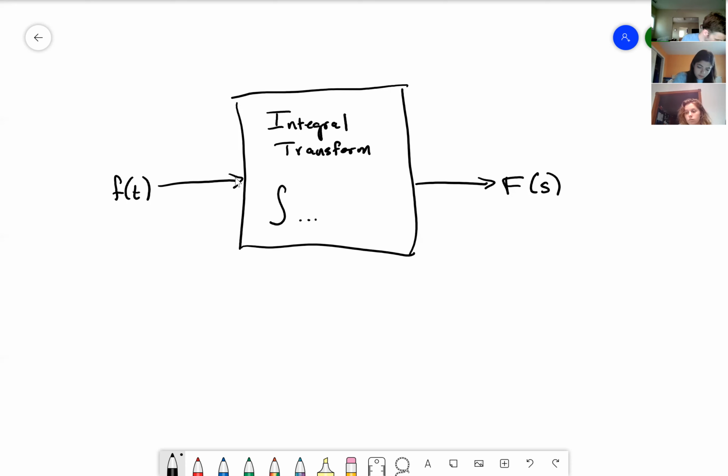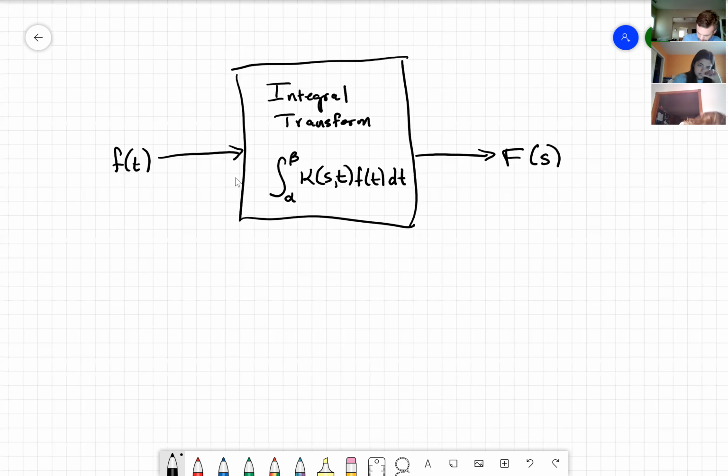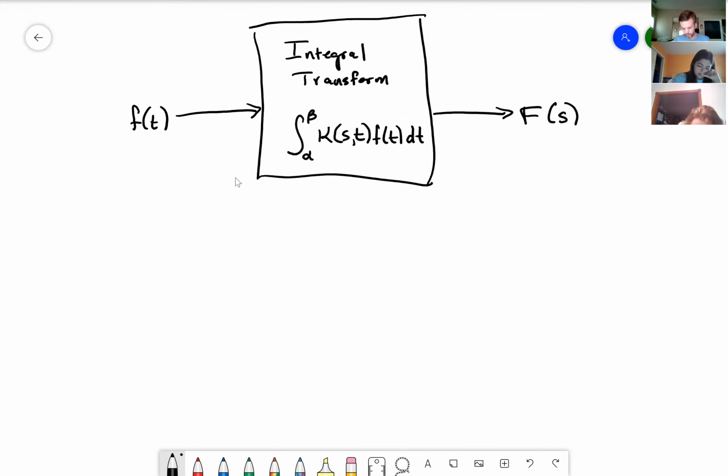So it's an integral of something. Now, the form of an integral transform is the integral from alpha to beta of K(s,t) times our input f(t) dt. So this is how an integral transform works. It takes an input and then it computes this integral to get a new function.